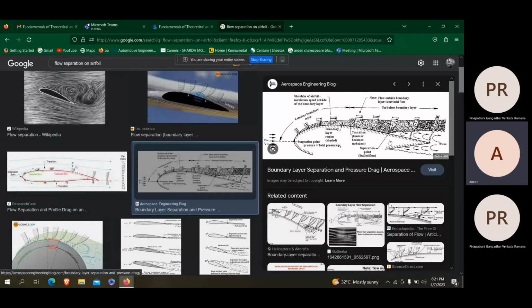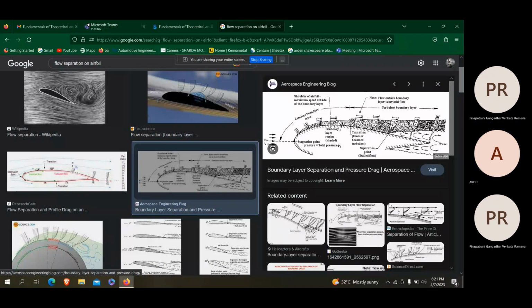Maximum thickness location, that is the maximum thickness of the airfoil. Yes, that point. They have given a velocity profile there, right? Can you point to that velocity profile, the same place where you pointed now? Yes, sir, that velocity profile. If you consider it on a flat plate, okay.